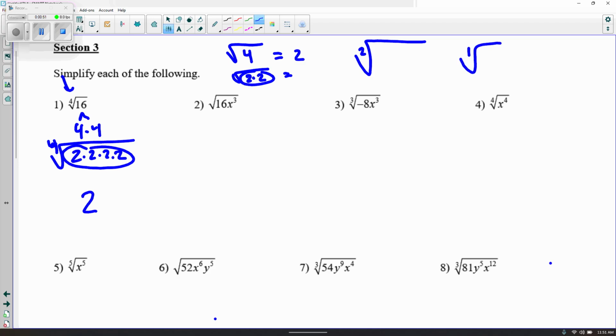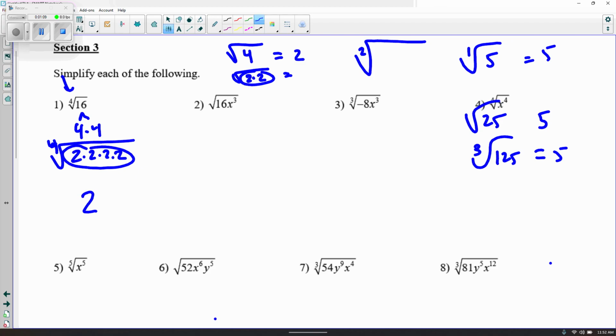We don't write a 1 for a 1, it wouldn't make sense. So if we do the square root of 25, that's 5, so we just don't put a 1. If we have a 3 and I do the cube root of 125, that would give me 5. So that's the idea there.